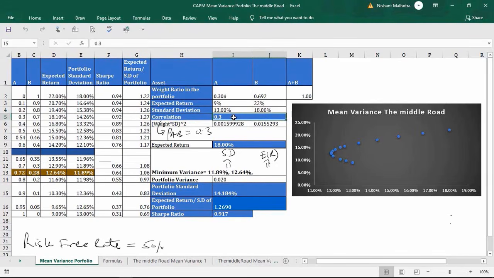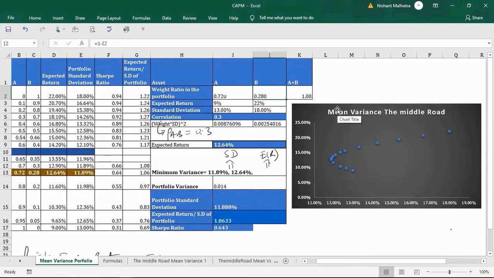We'll be looking at 3 scenarios: when the correlation coefficient is like 0.3, which is between 0 and 1; when the two assets A and B are perfectly correlated, which is 1; and when they have a correlation of -1. Solver is a very exciting function for calculations. Let's begin and understand how we made this graph, the mean variance graph.